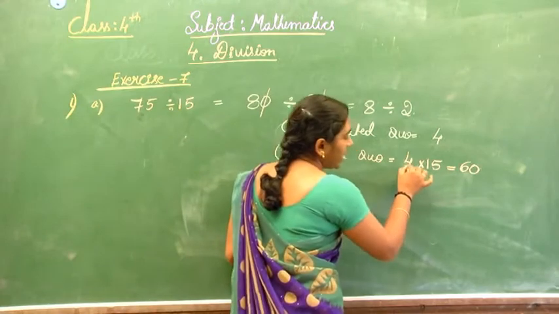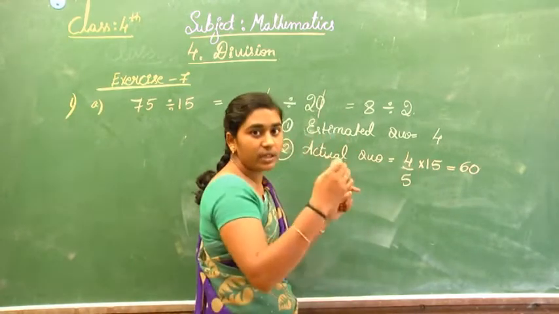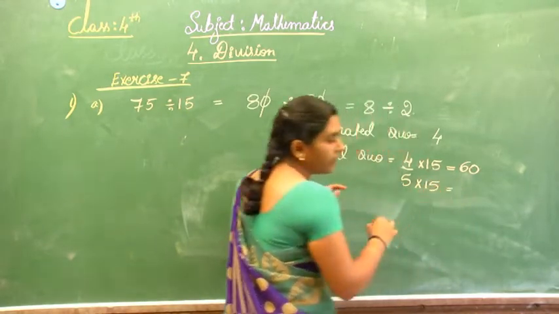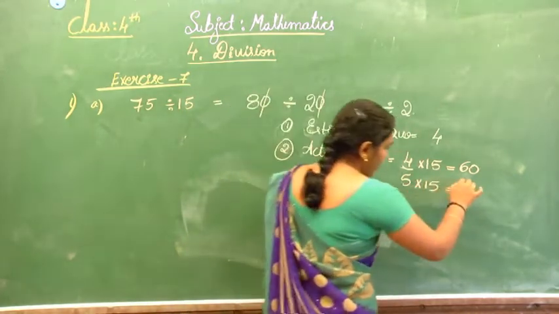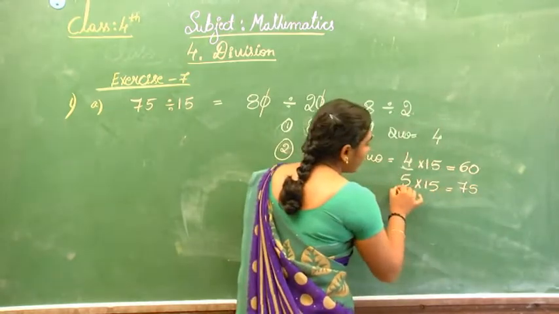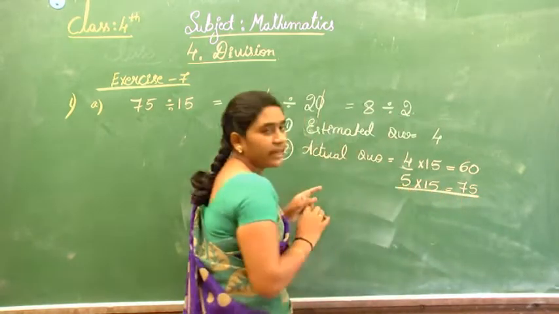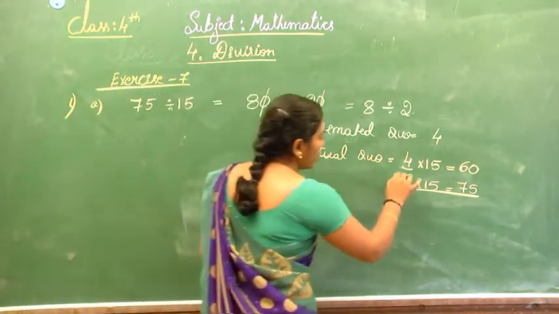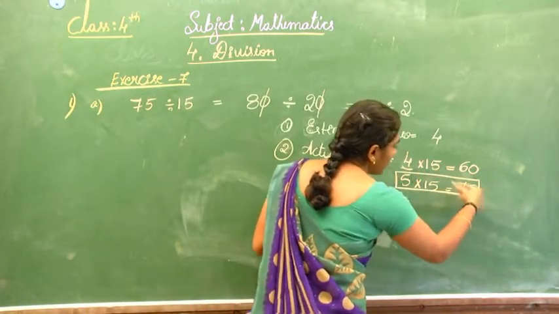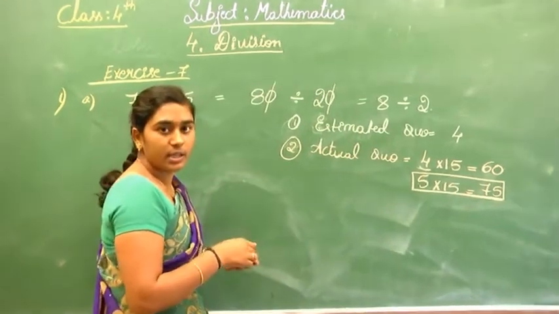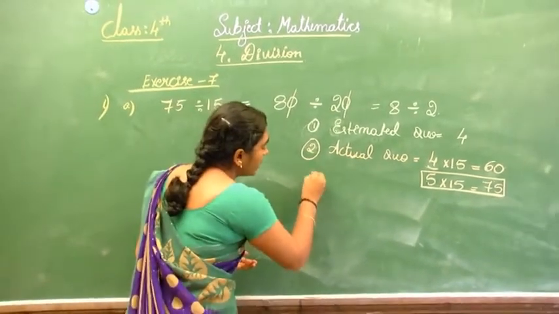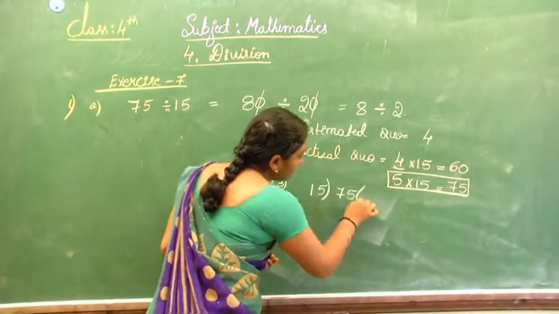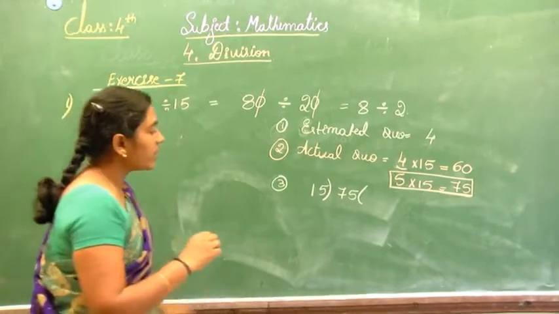Let's see another one. I will increase the quotient to the next number. 5 into 15. 15 fives is 75. So you have got the exact dividend. So the actual quotient is 5. Let's check by doing the division. 75 divided by 15 is what we have.